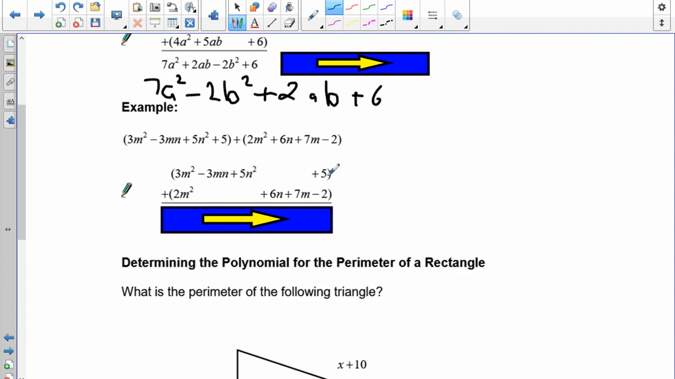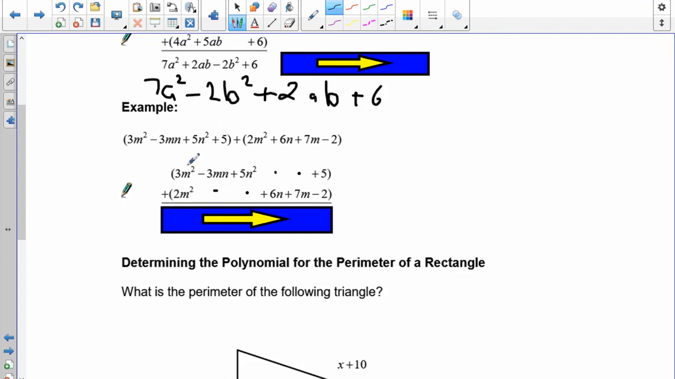And I moved way over here because I knew that I was going to have a bunch of variables in here, but the last one was going to be with a constant -2. Then putting the second one in, 2m squared, that's in that column. There is no mn, so that's a 0 there. There is no n squared, so that's a 0 there. There is no n in the first one, so that's going to be a 0. There is no m in the first one, so that one's going to be a 0.